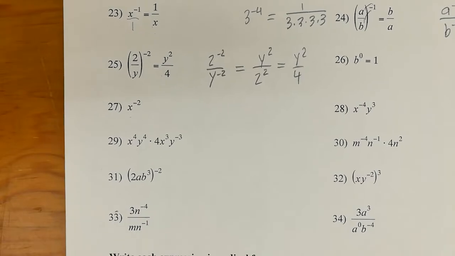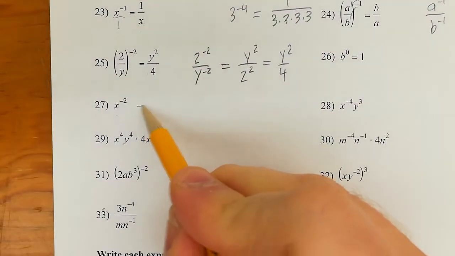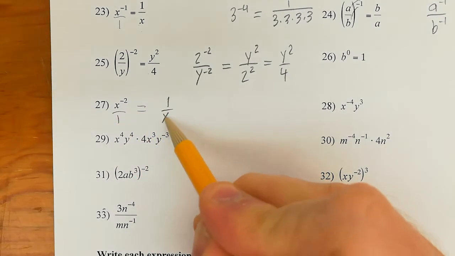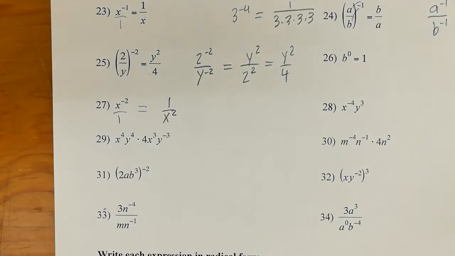All right, number 27, this would just become, again, it's sort of in a numerator. It needs to be in a denominator, 1 over x squared, okay?